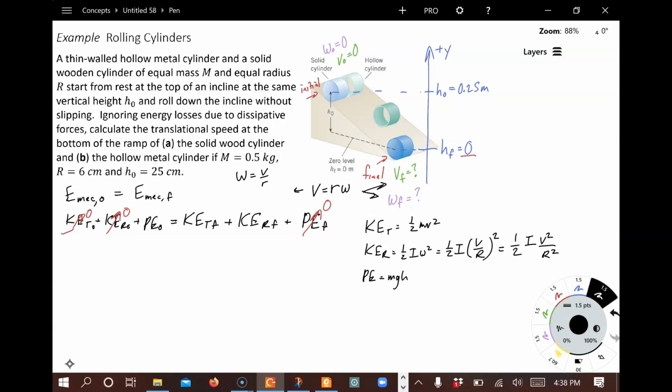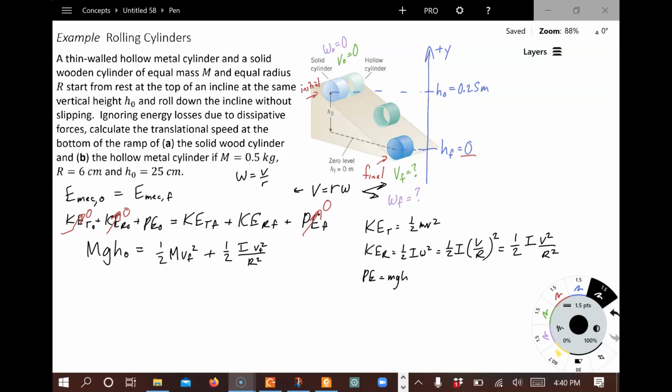We've got potential energy initial, mass, so we're using big letters here, capital M times g times h0, and then that's equal to your kinetic energy translational final, which is 1/2 capital M V final squared. For the rotational kinetic energy, it's 1/2, and we've got in this case I V squared divided by R squared. And this is final velocity.